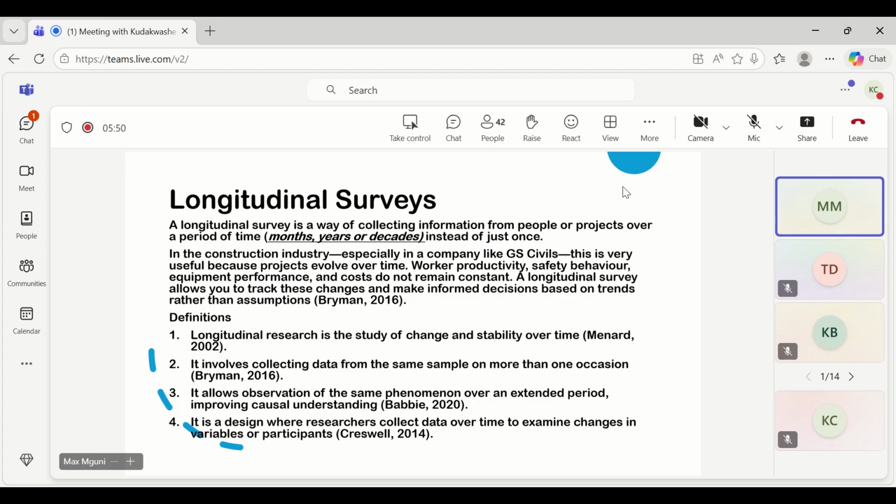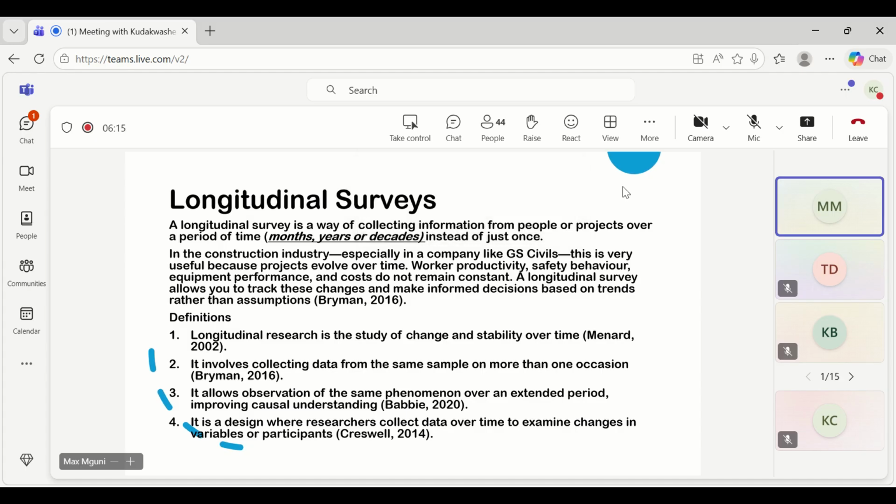In the construction industry, especially in a company like GS Civils, which is based in the Eastern Cape, this is very useful because projects evolve over time. Worker productivity, safety behavior, equipment performance, effectiveness of training, and cost do not remain constant. A longitudinal survey will always allow you to track these changes and make informed decisions on trends rather than assumptions.